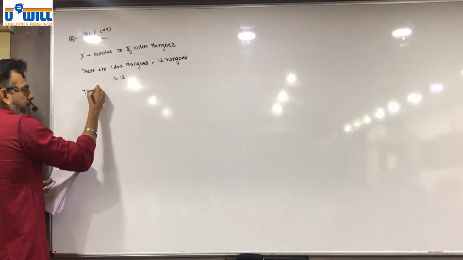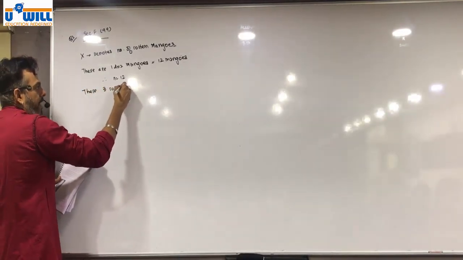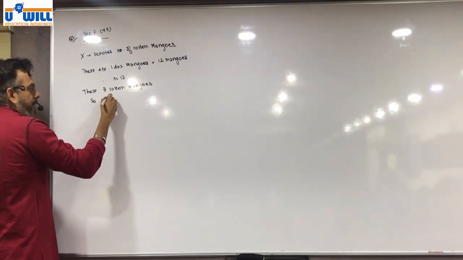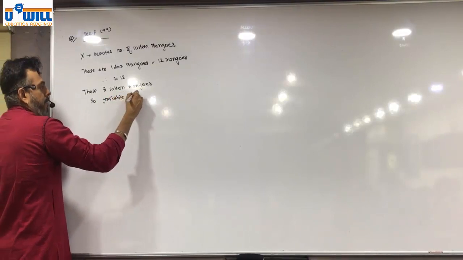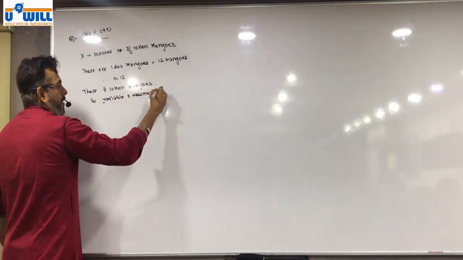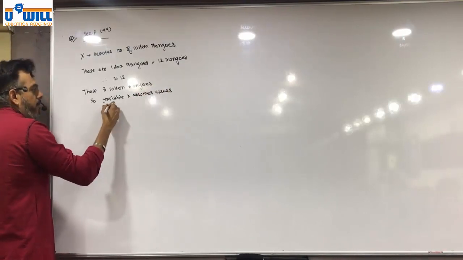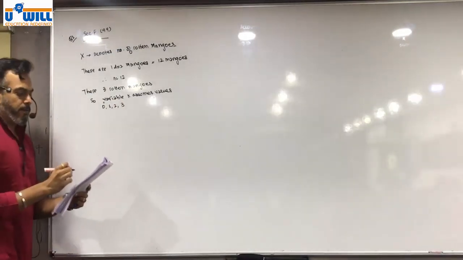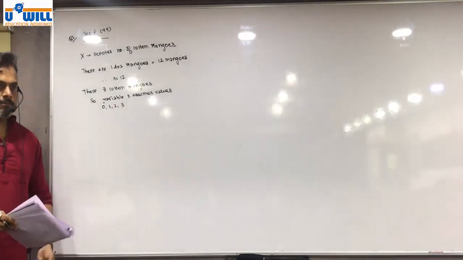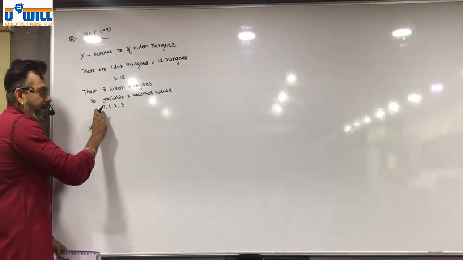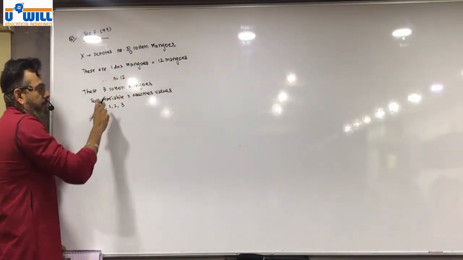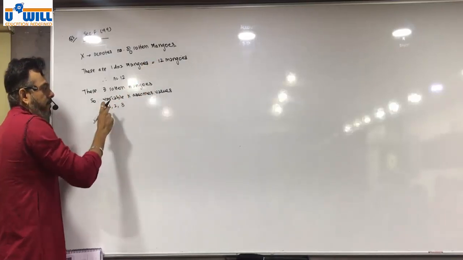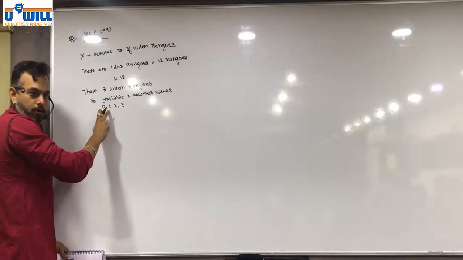There are 3 rotten mangoes. So, variable x assumes values 0, 1, 2 and 3. Now we have to make a probability distribution. So we have to find the probability that out of 12 mangoes, no mangoes are rotten. Out of 12 mangoes, 1 is rotten.